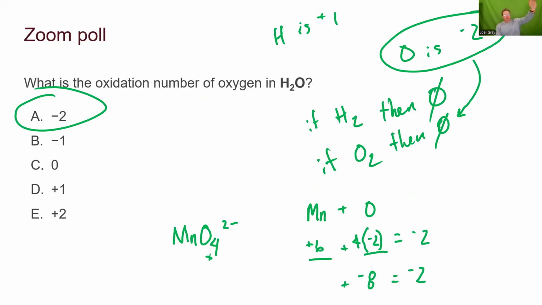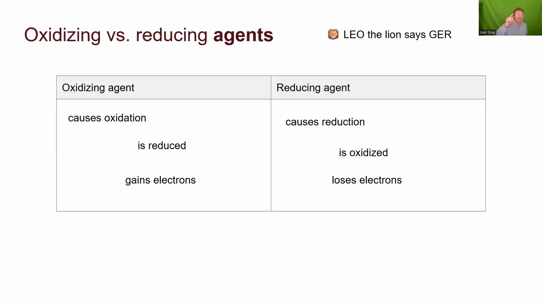Okay, so now we're switching gears a little bit, just for a new definition. Oxidizing versus reducing agents. This is a little bit tricky because we just learned that oxidation is loss of electrons. Reduction, I'm going to phrase it RED, is gain of electrons.